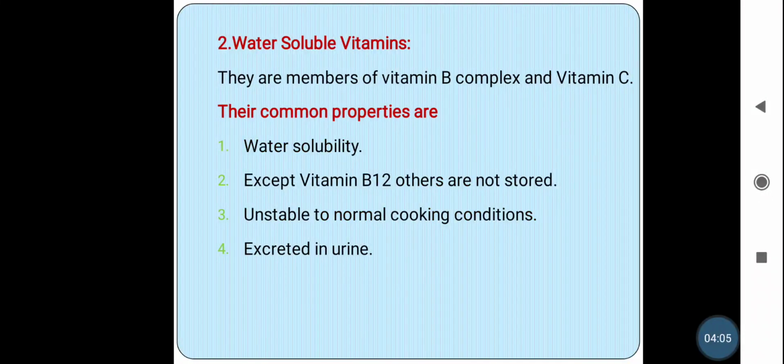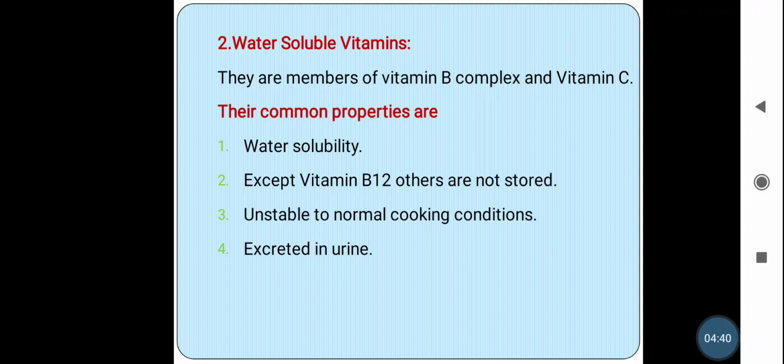Next are the water soluble vitamins. The water soluble vitamins include the different types of vitamin B, which collectively are known as the vitamin B complex. There are 8 types of vitamin B, such as vitamin B1, B2, B3, B5, B6, B7, B9 and B12. Collectively all these vitamin B are known as vitamin B complex. The second water soluble vitamin is vitamin C.